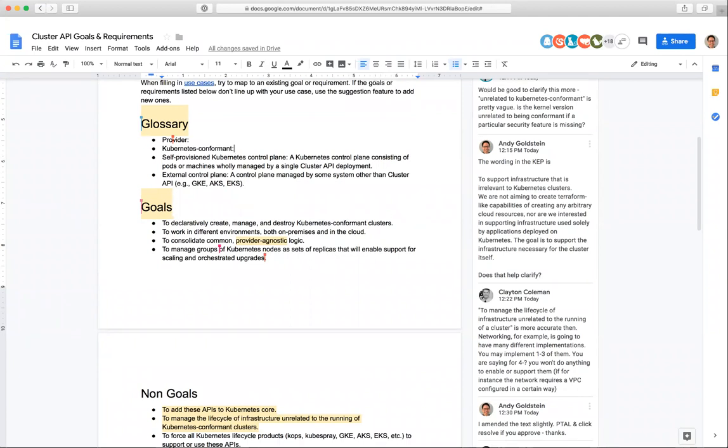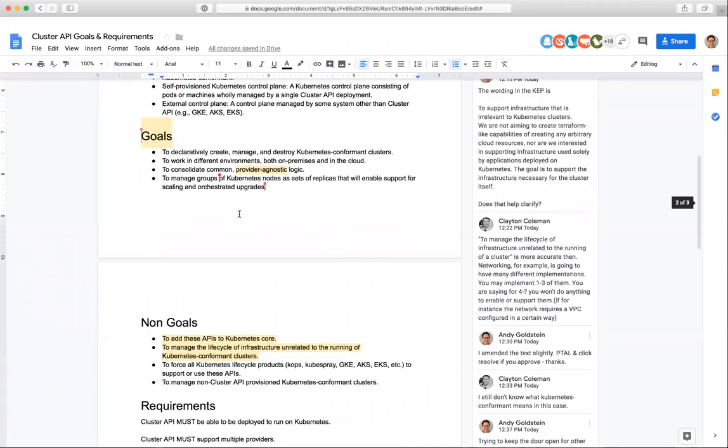Daniel, yes, I sent a post about this doc to the SIG Cluster Lifecycle Google group. Okay, awesome. Next goal, to work in different environments, both on premises and in the cloud.